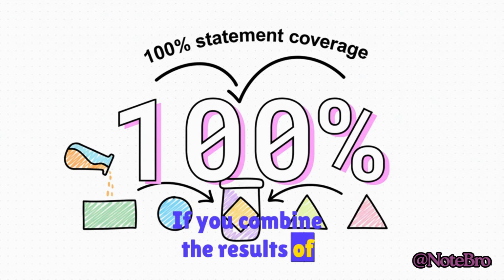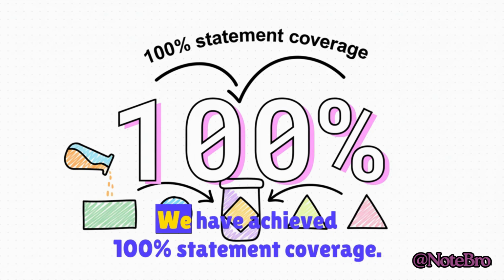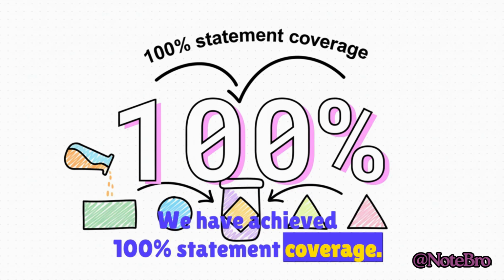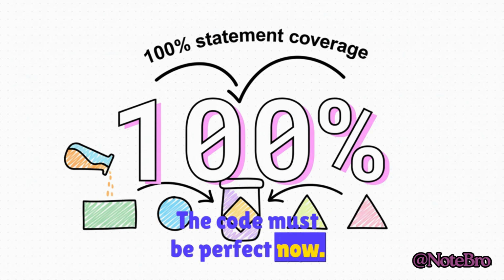And there you have it. If you combine the results of both tests, you can see we've now hit every single one of those 4 statements. We have achieved 100% statement coverage. Mission accomplished. So we're done, right? The code must be perfect now.